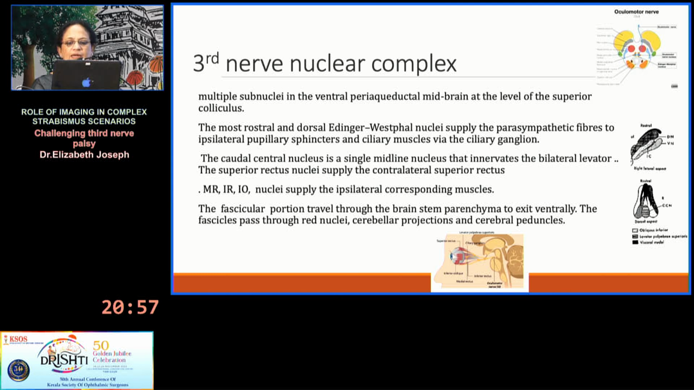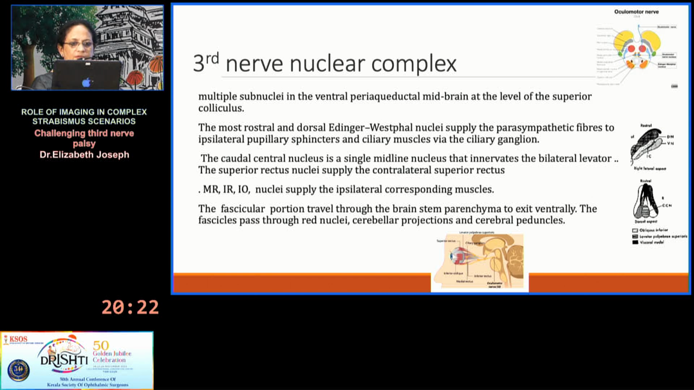And that is the central caudal nucleus, a single midline nucleus that innervates both levator palpebrae, and the superior rectus nuclei supply the contralateral superior rectus. Whereas medial rectus, inferior rectus and inferior oblique nuclei supply the ipsilateral eye. So in a nuclear paralysis, there will be bilateral ptosis and opposite eye superior rectus, with the same eye medial rectus, inferior rectus and inferior oblique. That is how you localize whether it is a nuclear lesion or not.